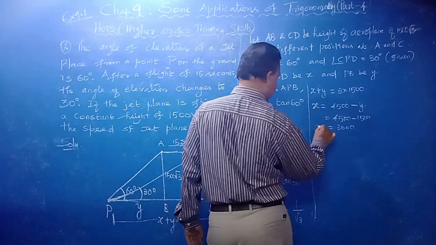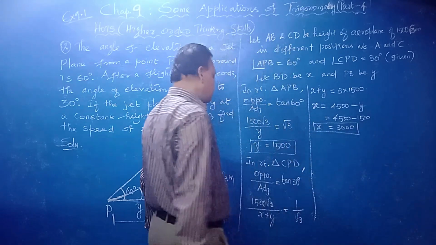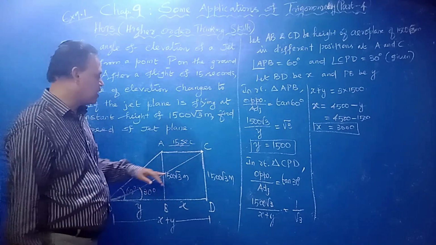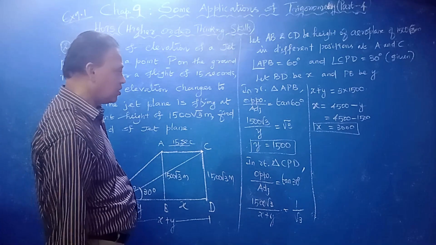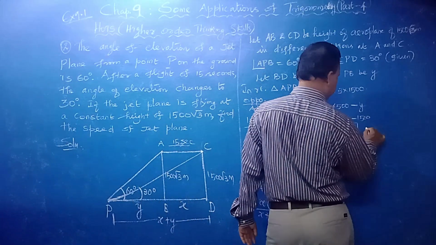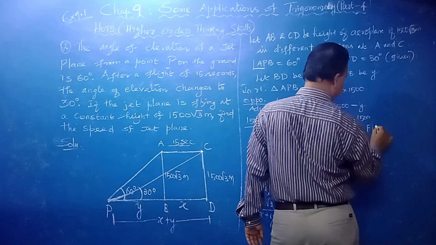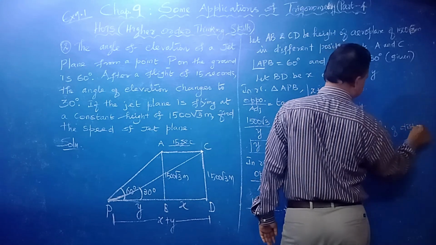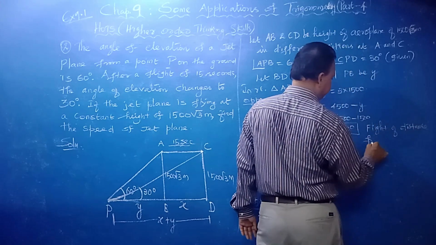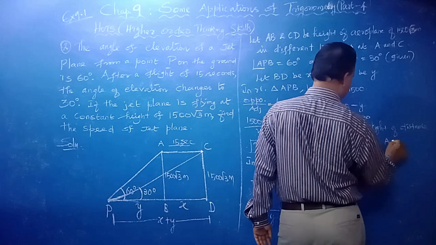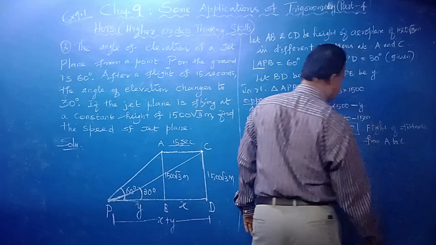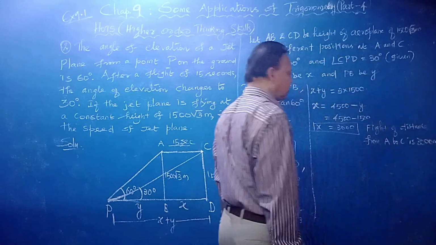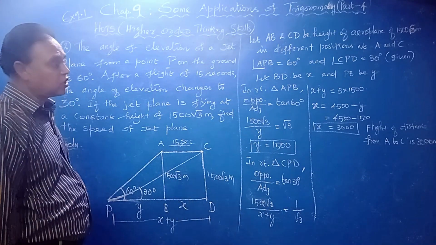That is the distance we required. So the distance of the flight from A to C is x, that is 3000 meter. The distance of the flight from A to C is 3000 meter.